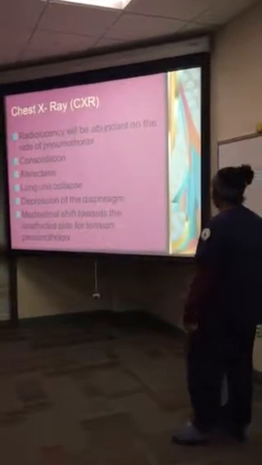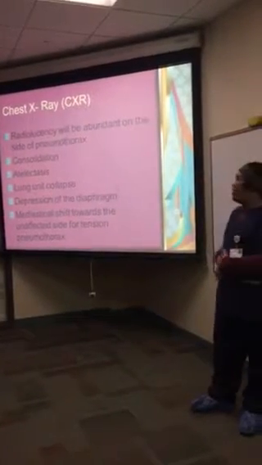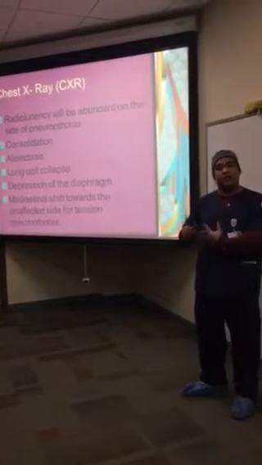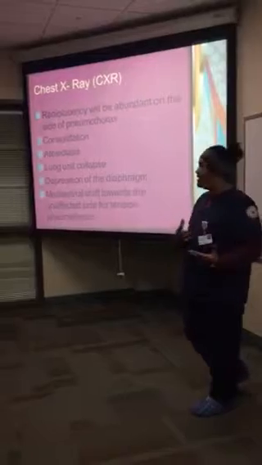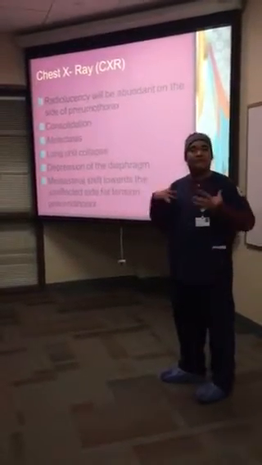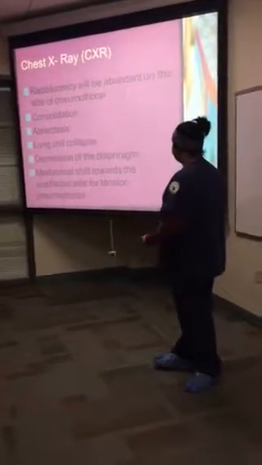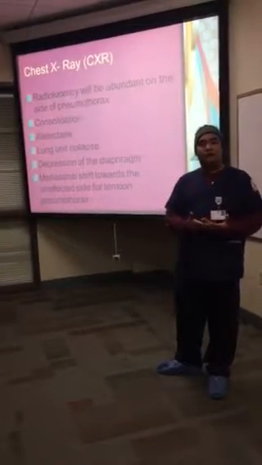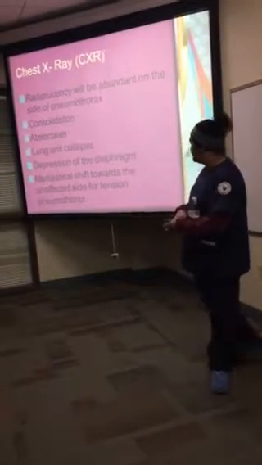In the chest x-ray, we will see a lot of radiolucency, or a lot of blackness, on the side of the pneumothorax because there's going to be more air in the pleural space rather than in the actual lung. There's going to be a couple of consolidations and atelectasis because there's not much air in our lungs. Lung units will collapse, so depending on where the pneumothorax is, that affected part will be collapsed.